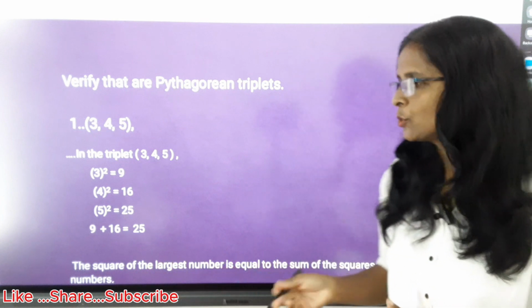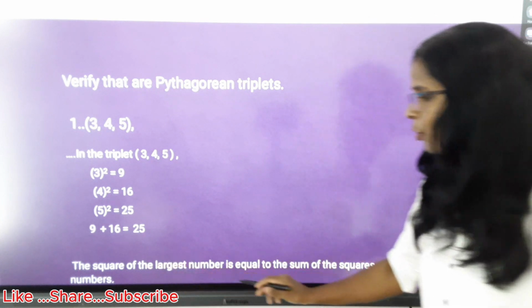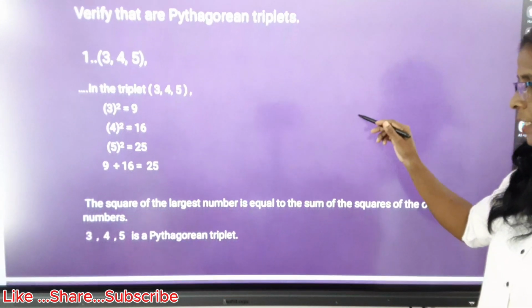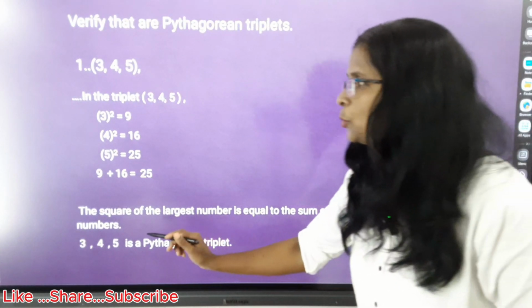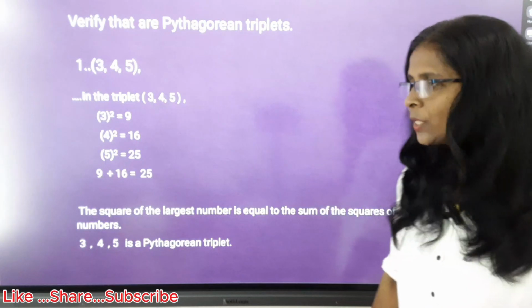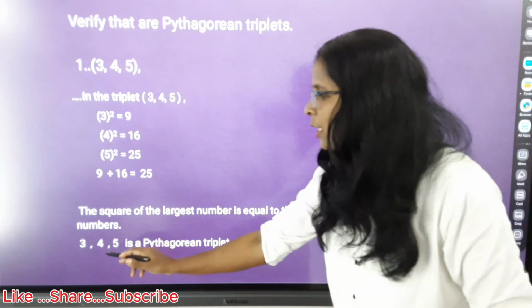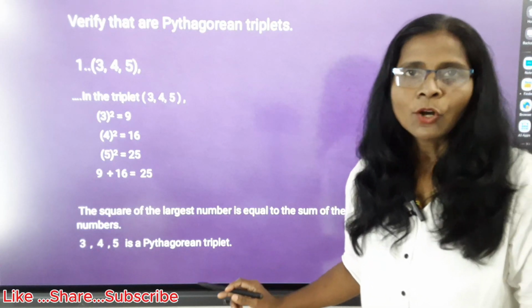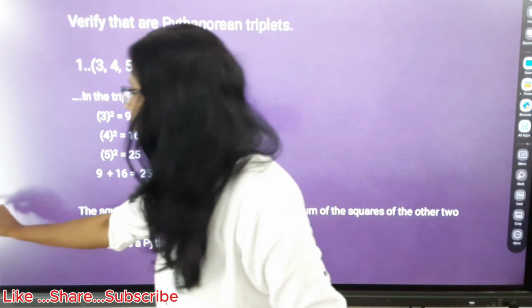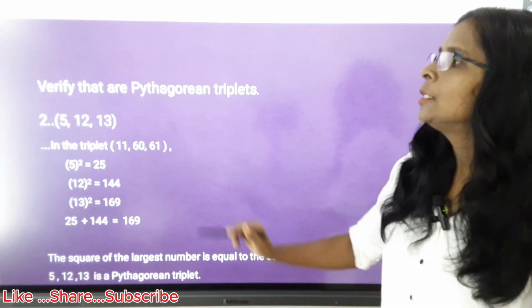So here, students, we can say the square of the largest number is equal to the sum of the squares of the other two numbers. Therefore 3, 4, 5 is a Pythagorean triplet. See the next example.